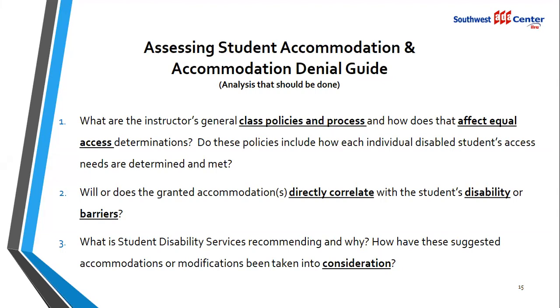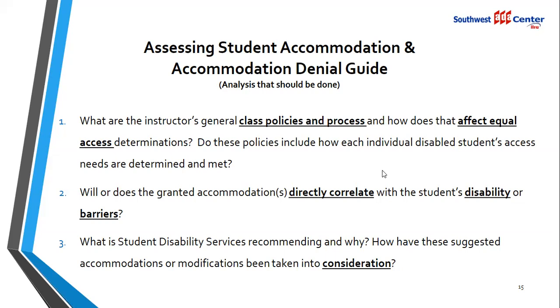Number 2, will or does the granted accommodation directly correlate with the student's disability or barriers? So, for example, if the student needs extra test time, how does that directly relate to their disability? That correlation must be made.